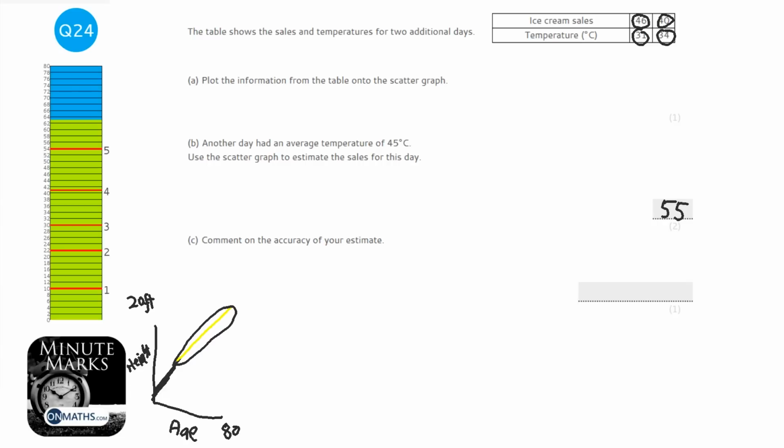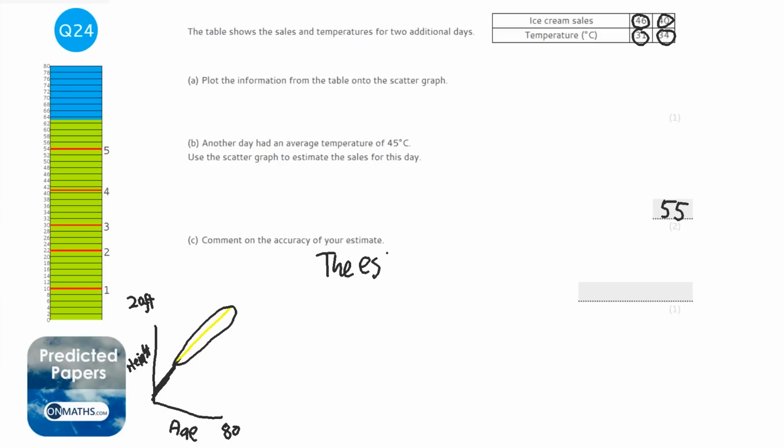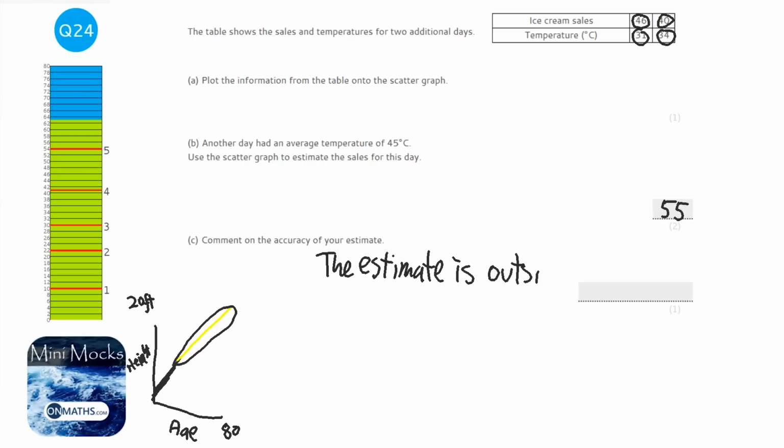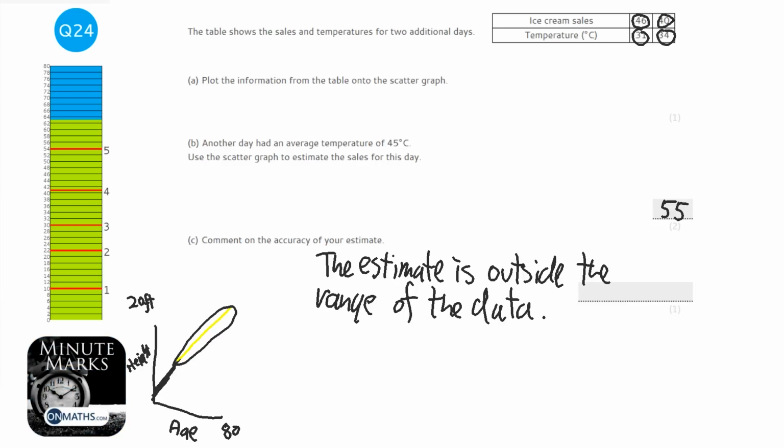Now, with ice cream sales, if it's ridiculously hot, no one's going to leave their house. They're all going to be sitting inside with their air conditioning or sitting in their car with their air conditioning. So we know it probably won't continue. So if you just say that the estimate is outside the range of the data, and if you want to really impress the examiner, then you can use the word extrapolated. It's been extrapolated.